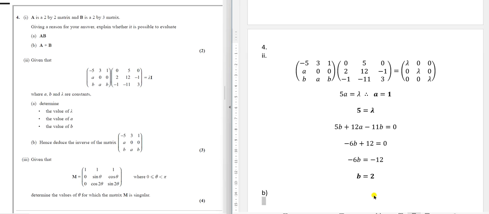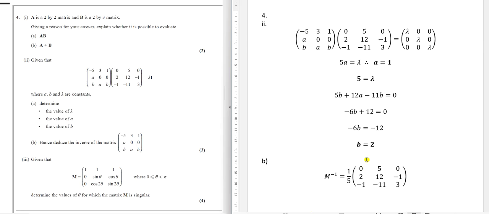And B just says hence deduce the inverse. So what I'm going to do now is divide through by lambda, and if lambda is 5, a fifth of this is the inverse matrix, because that matrix is what you would multiply this matrix by to get the identity matrix, which is the identity matrix multiplied by lambda is this, but this is what you get when you divide by lambda. So that is quite a nice end to the first section.